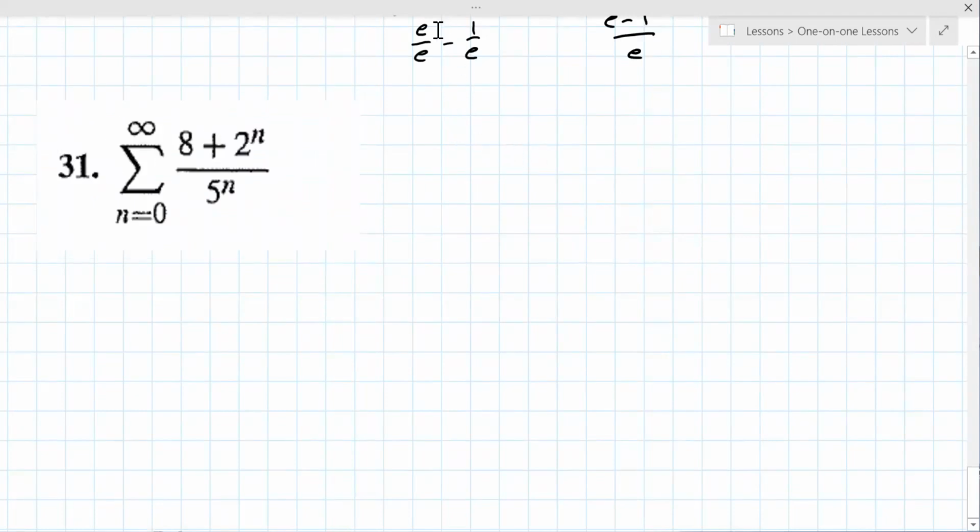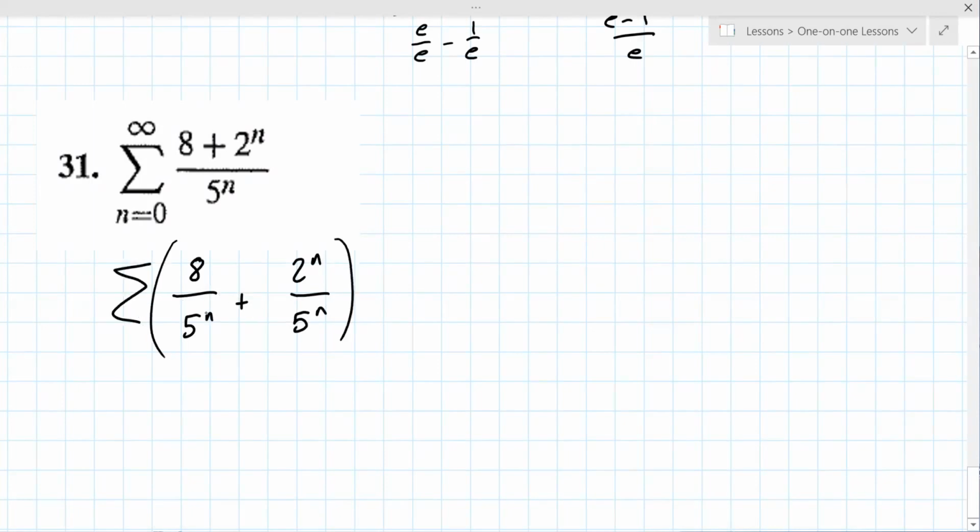Okay, so similar to limits, you just have to try to rewrite some of these things to make it into the form you want. So this is really 8 over 5 to the n plus 2 to the n over 5 to the n. And there's a sigma here, so you can actually break these apart into two different sigmas. So it's sigma 8 over 5 to the n plus sigma 2 to the n over 5 to the n.